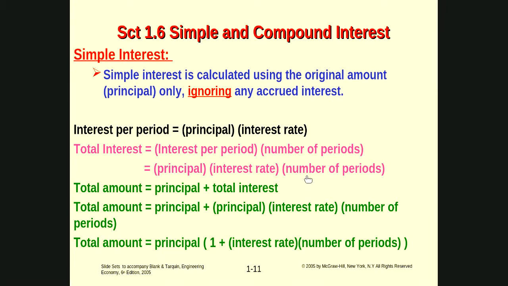And the total amount, which is the original plus the interest, you use the last formula: principal multiplied by (1 plus interest rate multiplied by the number of periods). Number of periods means number of years or number of months when the interest is applied. Interest rate, and pay attention to the word rate, not percentage.